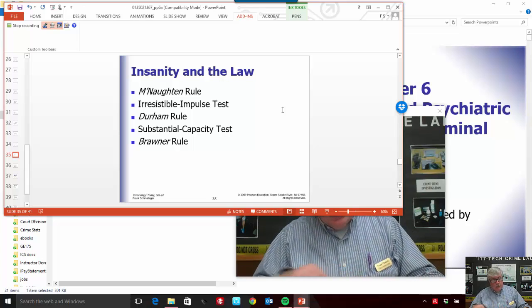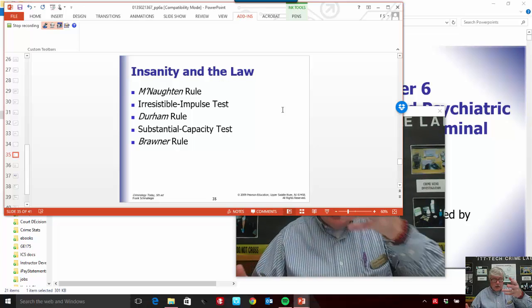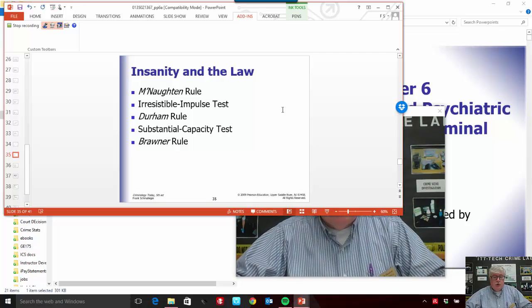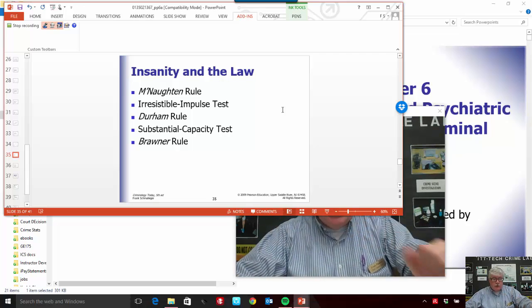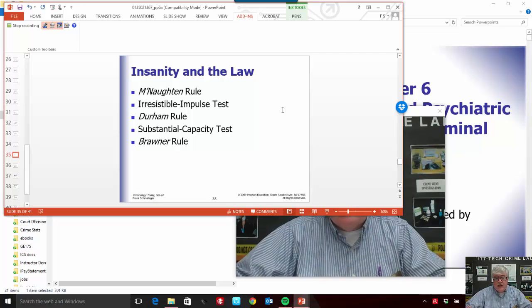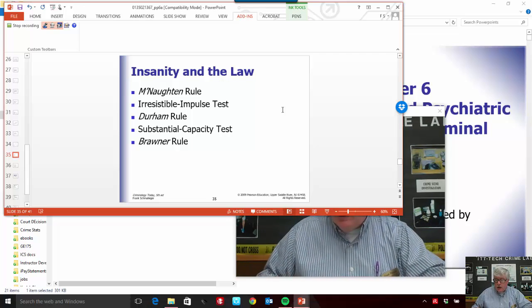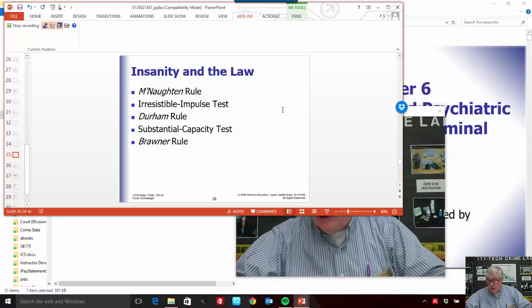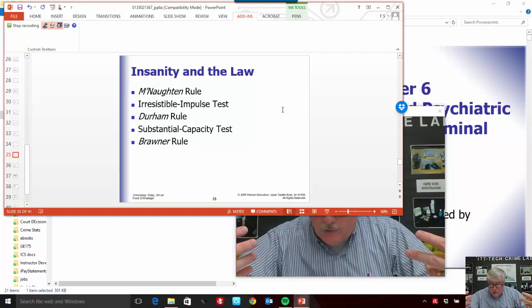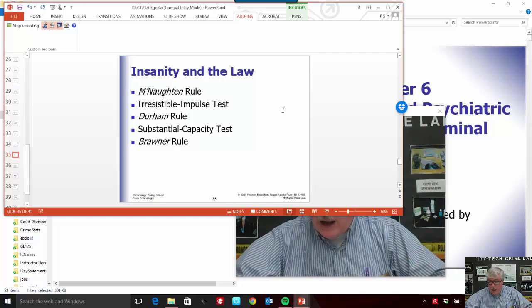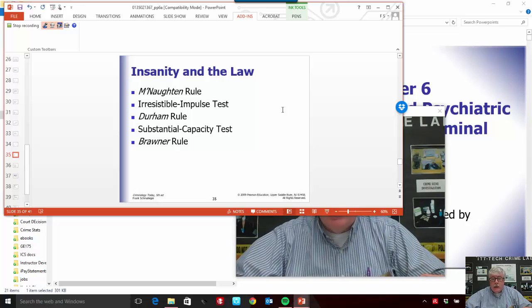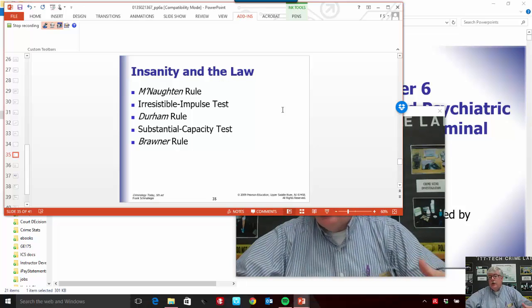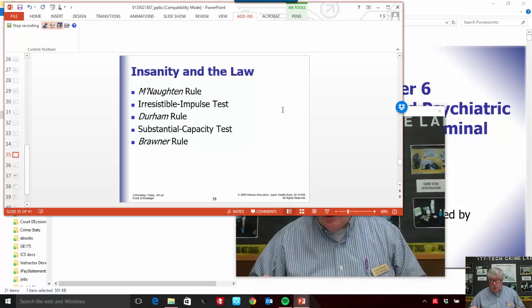You can look it up. I thought it was in the book, but it's not in the book and it's not in the slide deck. But there is a chart, I believe, that we showed in Intro to Criminal Justice that says which states use which rule. The substantial capacity test basically looks at mental capacity to understand the wrongfulness of their act and to conform their behavior to the requirements of law. It's similar to McNaughton, but McNaughton is much deeper in its scope.